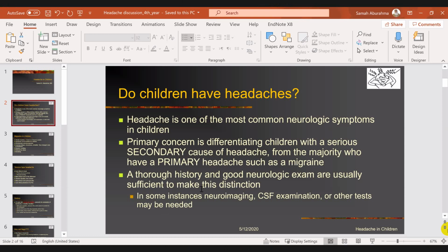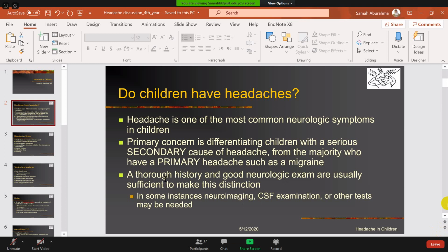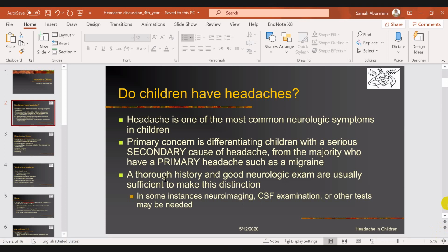Okay? So a thorough history and a good neurologic exam, usually a good history with a good fund of knowledge as a background, and a good neurologic exam are usually sufficient to differentiate between a primary headache and a secondary headache. Sometimes we do resort to neuroimaging or CSF examination or other tests. We have to be clinically informed before we go ahead with a lot of investigations for these patients. As I'll be presenting later, if we just do investigations without being informed or driven by clinical knowledge and the patient's clinical scenario, we'll be running around in circles.